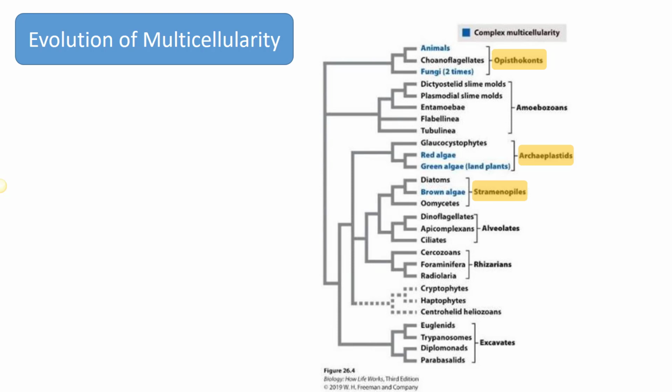Among the opisthokonts, multicellularity evolved in animals and twice independently in the fungal group. Among archaeplastids, multicellularity separately evolved in the red algae and again in the green algae, which includes land plants. Finally, multicellularity again evolved in the brown algae. So we have six different times in Earth's history in which multicellularity evolved.